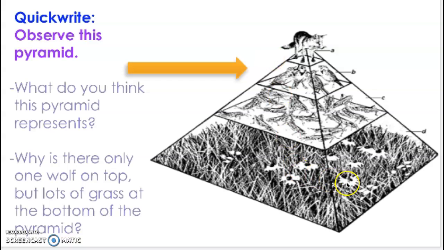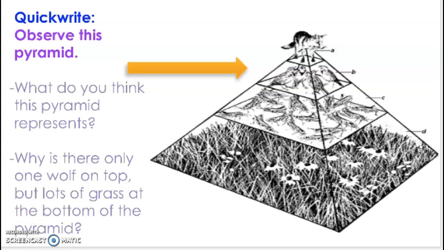Based on this pyramid, what do you think this pyramid represents? What do you think it represents based on these pictures of these organisms? And why is there only one wolf on top, but a lot of grass at the bottom of the pyramid? So go ahead and pause this and try that. One sentence for each one is completely fine.